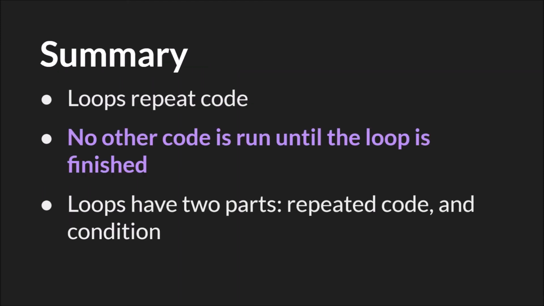So in summary, loops repeat code. No other code is run until that loop is finished, and loops have in general 2 parts, the repeated code and then the condition. And it's possible to create an endless loop by never having the condition to exit out of the loop be met. And we'll cover the different ways to avoid this for each of the different types of loops in their tutorials.